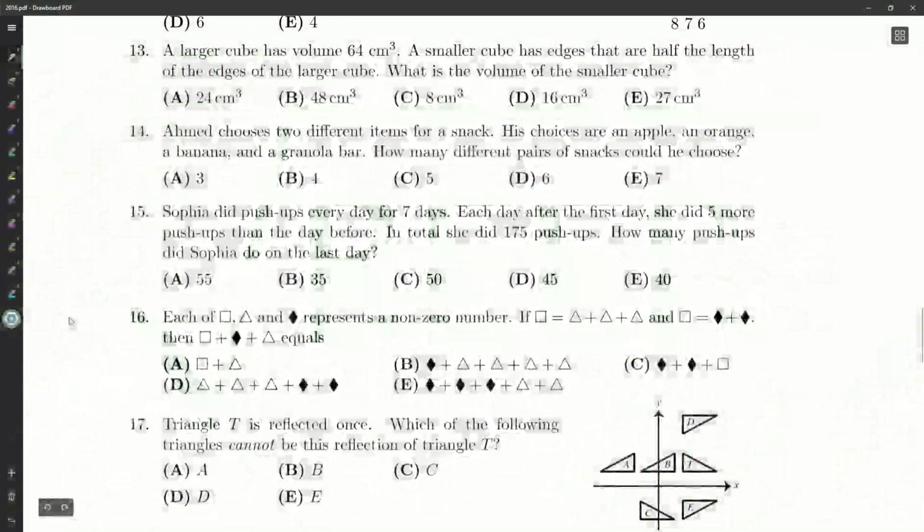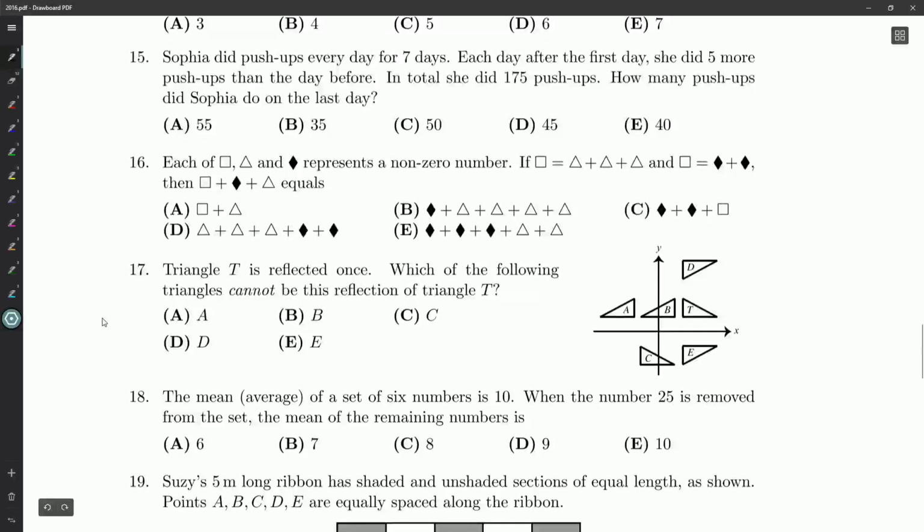And we are going to be taking a look now at question number 16 on our 2016 Gauss paper. Each of square, triangle, and black diamond, I guess we could just call it diamond, represent a non-zero number. If square is 3 triangles, and square is also 2 diamonds, then square plus diamond plus triangle equals, and we've got some of the following options.